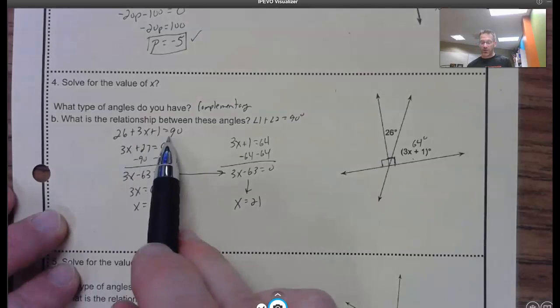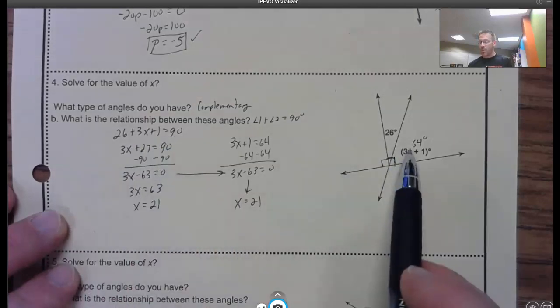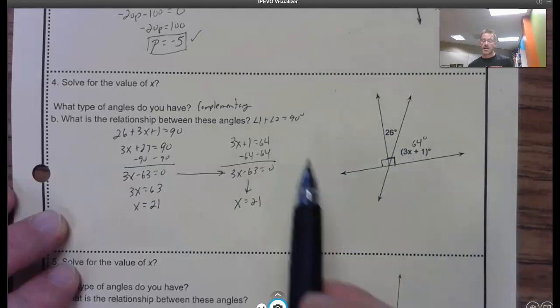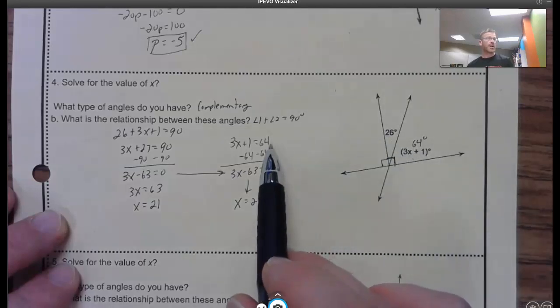I can add both angles equal to 90, or since I knew this was 26, I could find what this angle should be, and I could set it equal to that. So you can get there with either process.